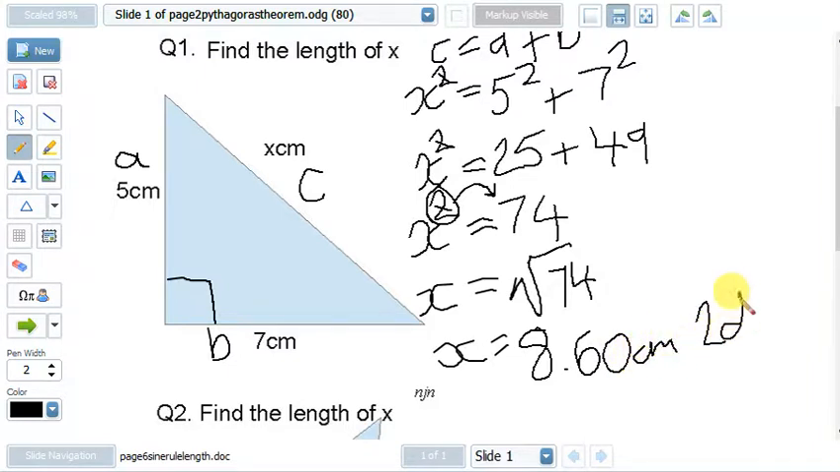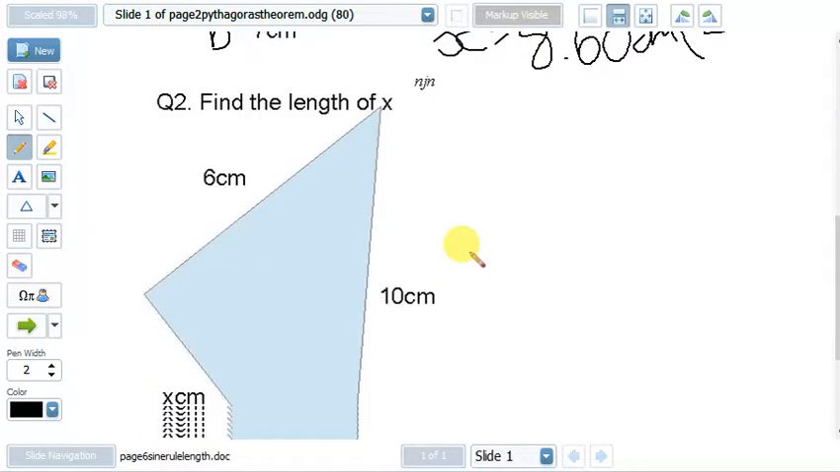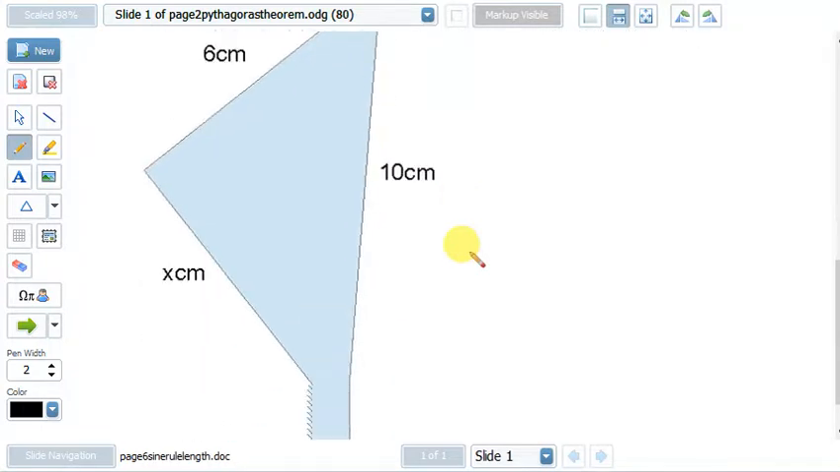And that's 2dp. Okay, so hopefully you managed to get that one. And now let's move on to question 2.